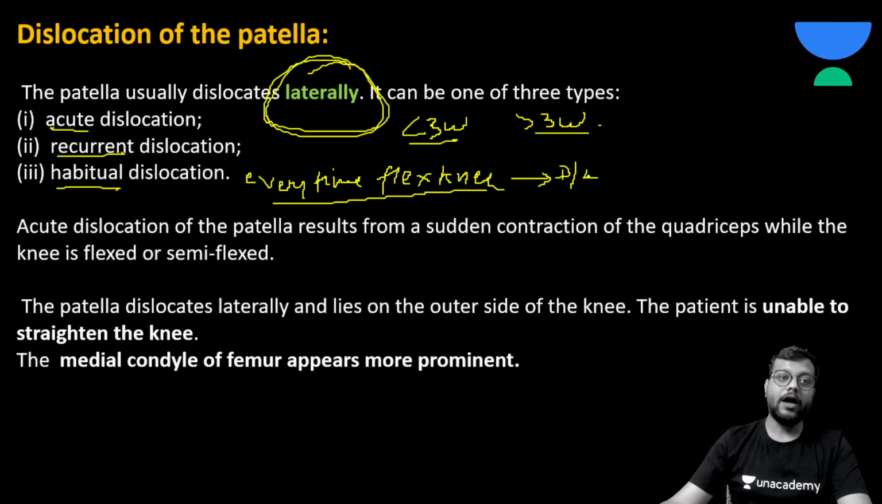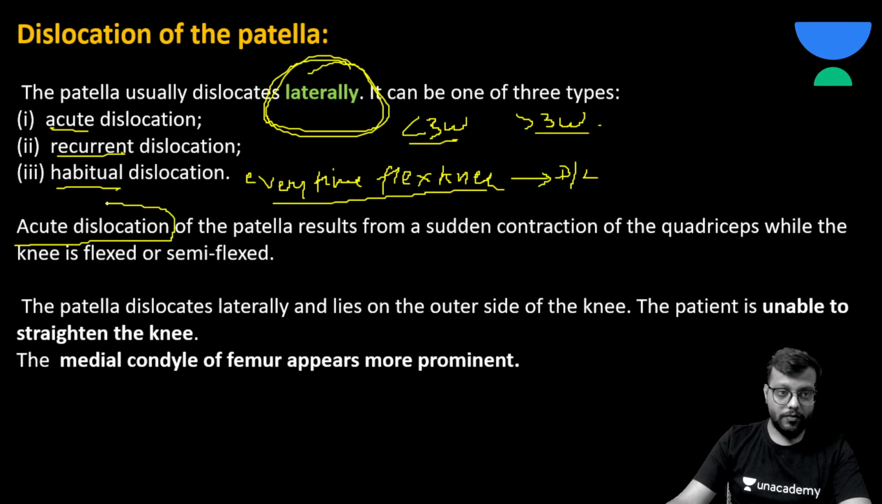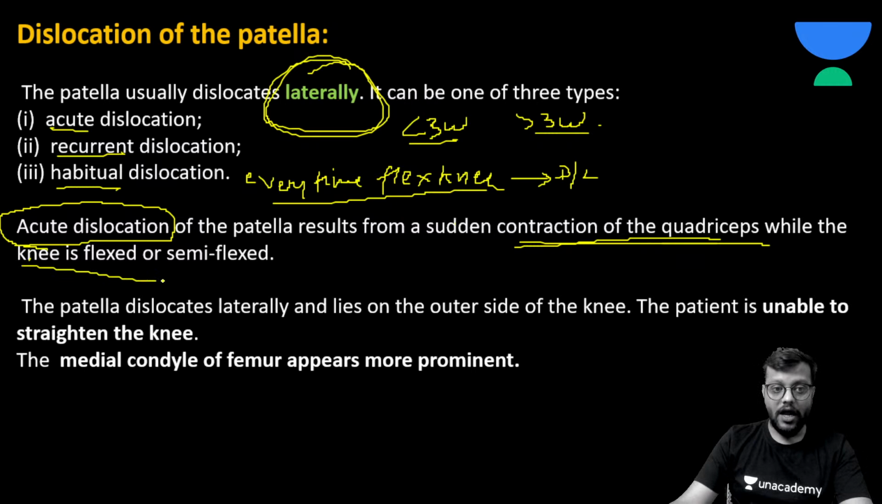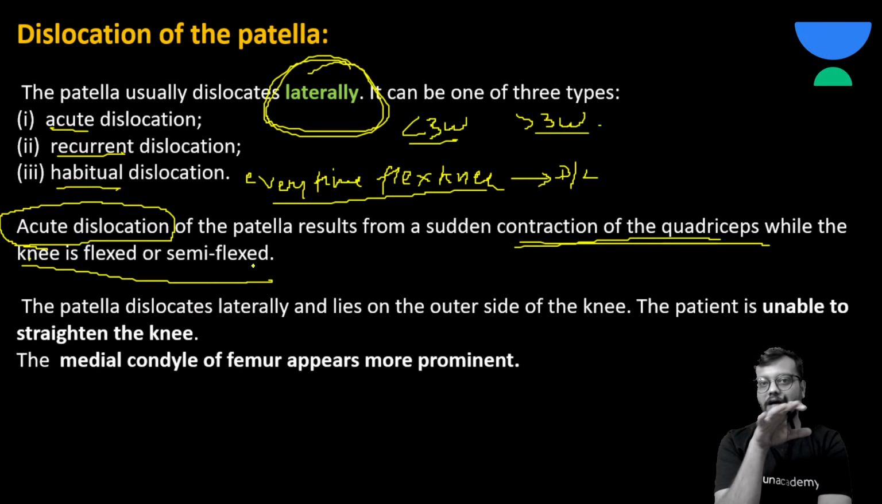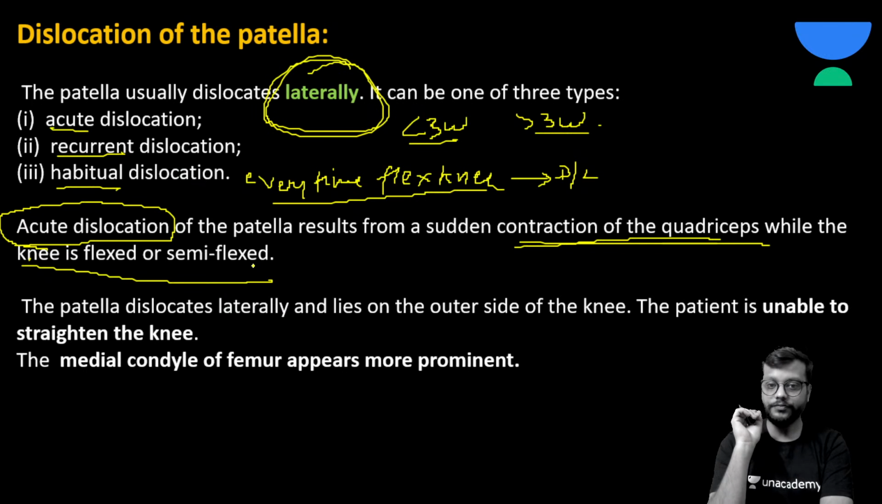dislocation of patella. Now as we have discussed, the most common reason for acute dislocation of patella or patella fracture will be sudden contraction of the quadriceps when the knee is flexed or semi-flexed. And when the patella is dislocated, the extensor mechanism of the knee will not work, so the patient will not be able to completely extend the knee.